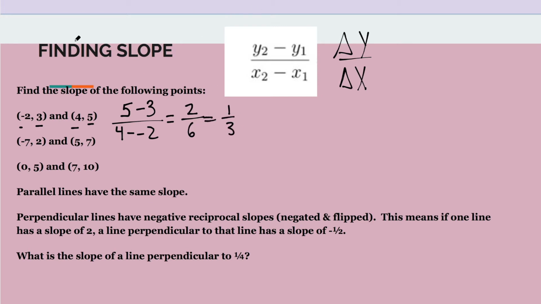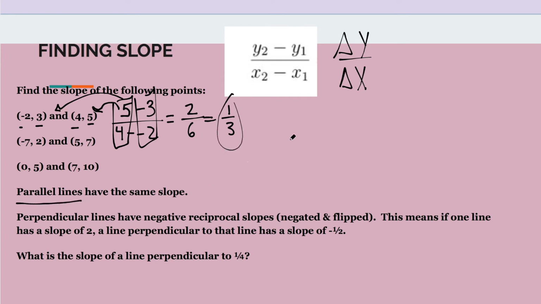Something to note is that it really doesn't matter which set of points you call y2 and x2 and y1 and x1, you just have to make sure you stay consistent. So these two have to be from the same point, and these two have to be from the same point. So we found our slope to be 1/3.